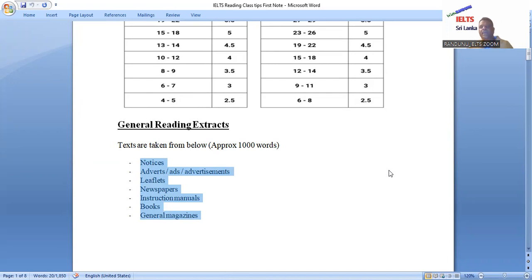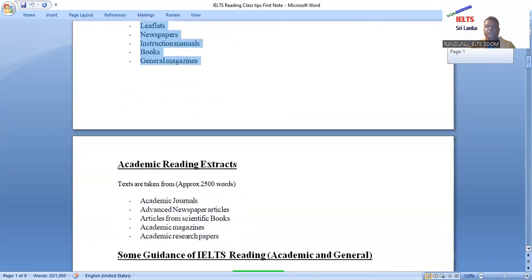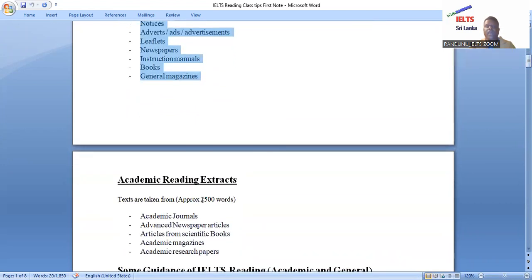Also, another point that I forgot to tell you. If you count the number of words, in the general paper, the total will be around 1,000. Total number of words in the general paper will be around 1,000 only. I mean, without questions, only the passages. But if you go to academic, you have 2,500 words, right? It is 2.5 times, no?